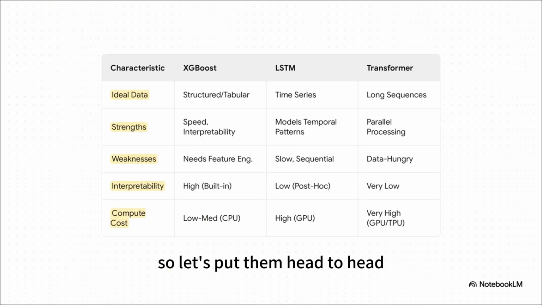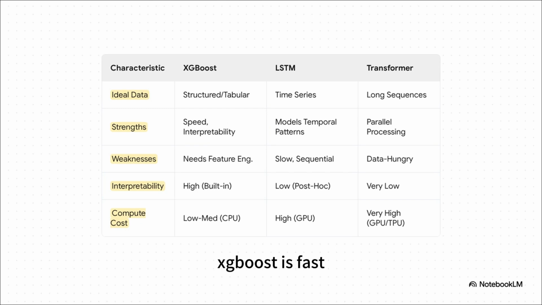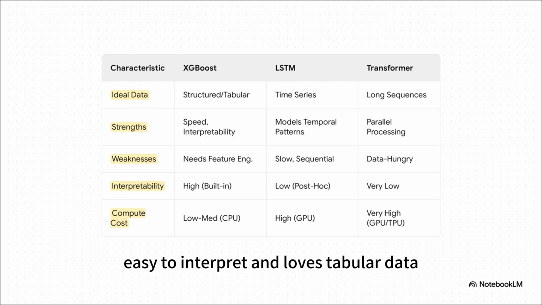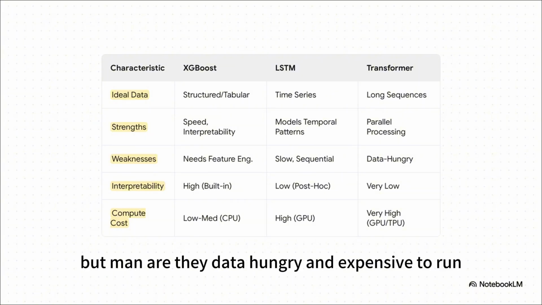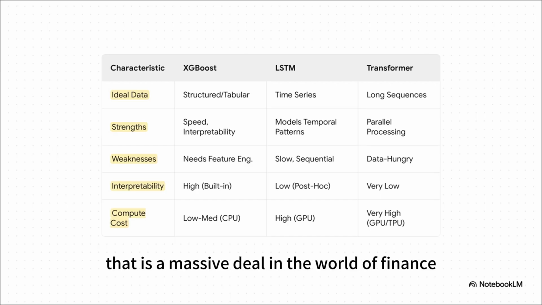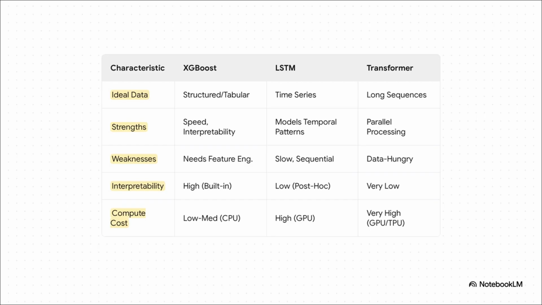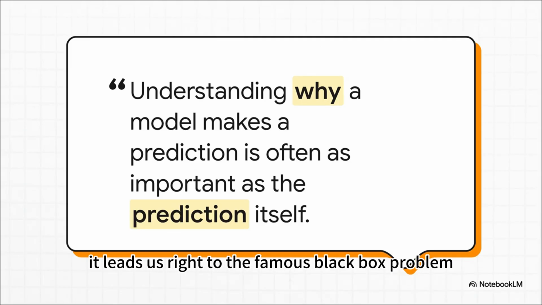So let's put them head to head. You can see there are some very clear trade-offs. XGBoost is fast, easy to interpret, and loves tabular data. LSTMs are built for time series, but they're slow. Transformers can see the whole picture at once, but man, are they data hungry and expensive to run. And that last row there, interpretability, that is a massive deal in the world of finance. And that issue, interpretability, it leads us right to the famous black box problem.